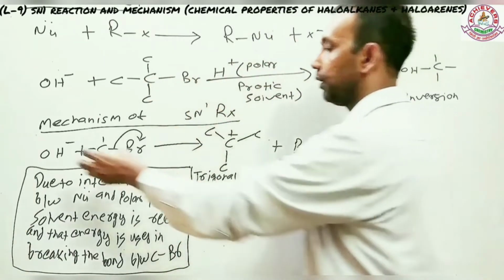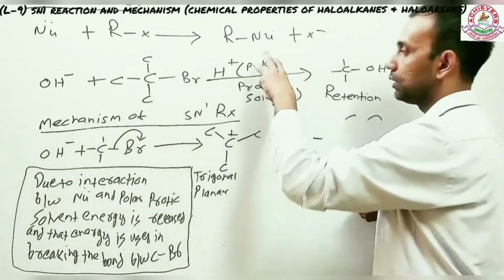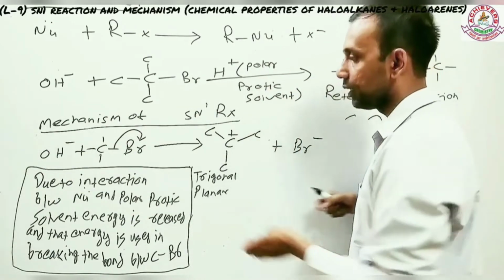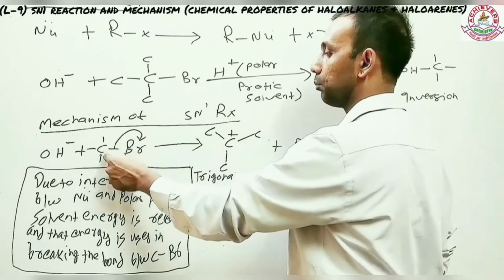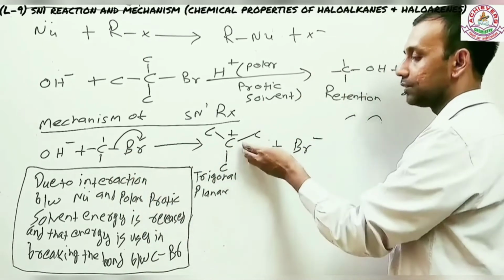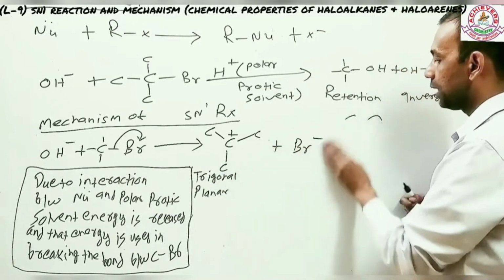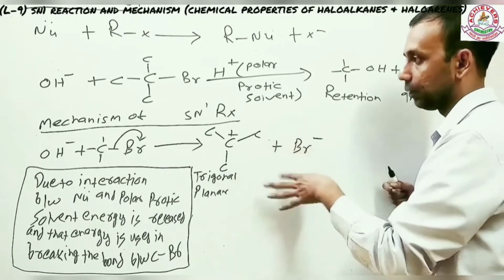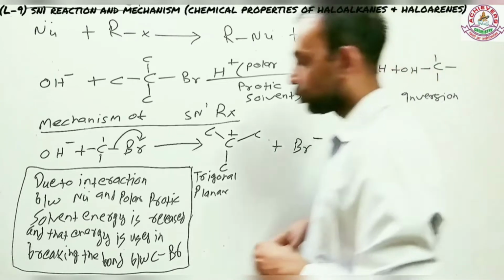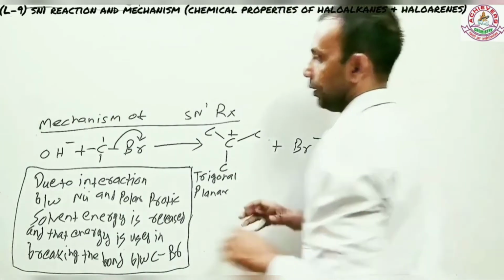that in order to start the reaction, the nucleophile interacts with the polar protic solvent, which releases a small amount of energy, and that energy causes breaking of the bond between carbon and bromine, and hence it forms a trigonal planar tertiary carbocation, and the bromide ion is separated. So this is the first step. What is this first step called? Formation of carbocation. Right?